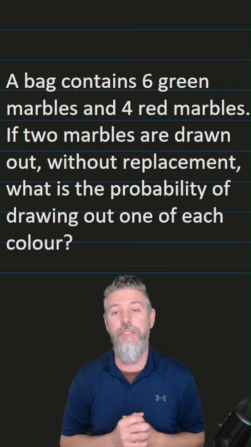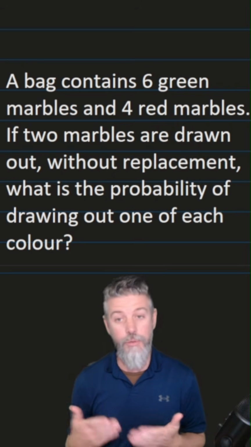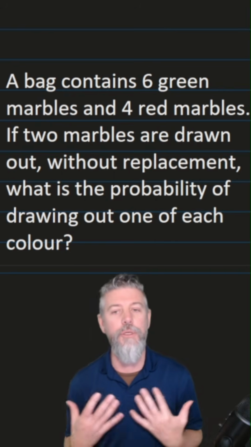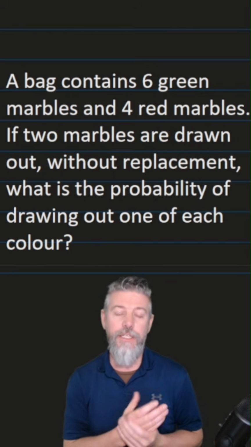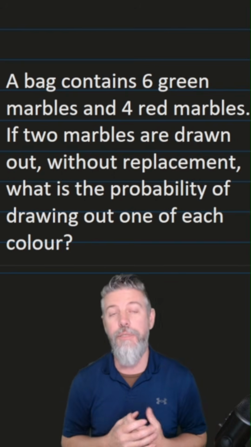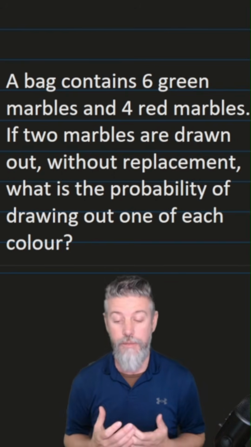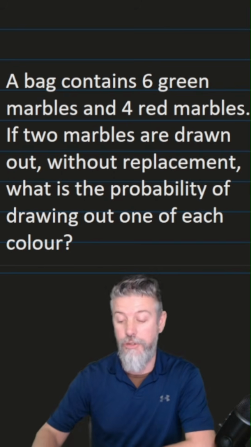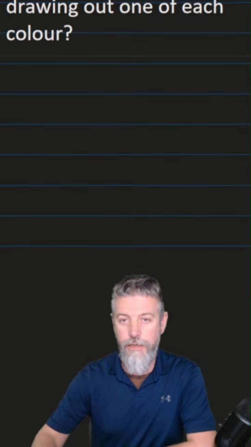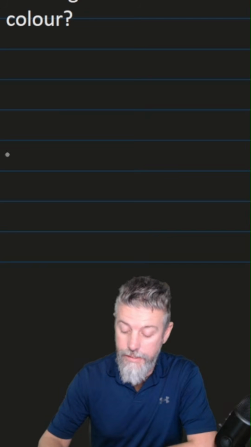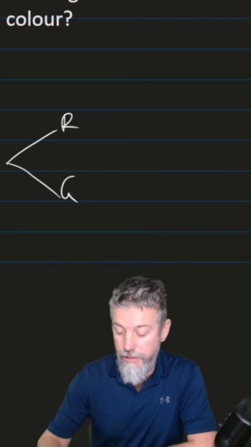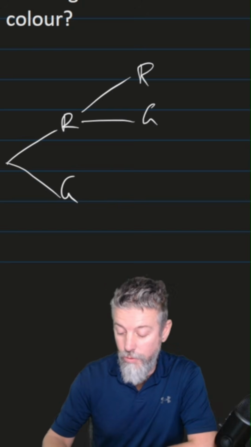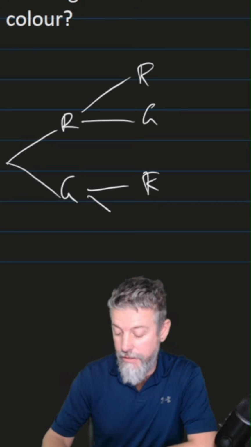But in this question, the marbles are not replaced, so it's without replacement. And the question is, what's the probability of drawing out one of each color? Now, in the advanced mathematics syllabus, you're required to be able to interpret these with tree diagrams. So I'm going to do the solution via a tree diagram. So let's move this up here and say we could get a red out first and then a green, and then we could get another red and then a green, or another red and another green.